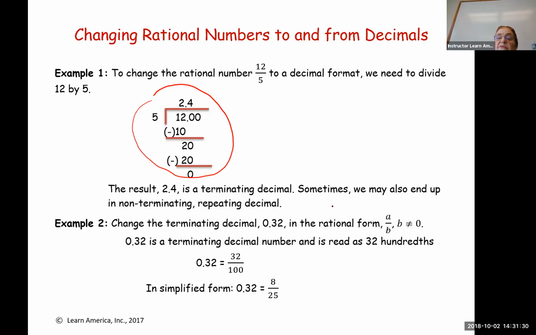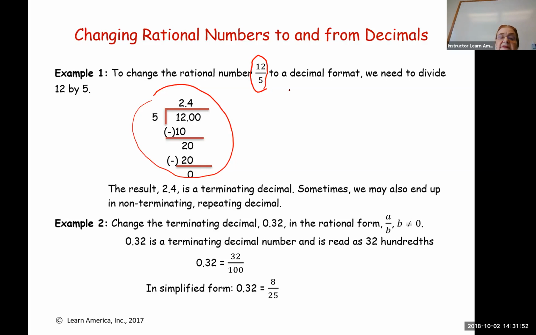Now, sometimes we get a non-terminating repeating decimal. A non-terminating repeating decimal is also going to be the result of dealing with a rational number or a ratio. We spoke about this earlier. Keep in mind that if it's a repeating pattern, even if it doesn't end, it is going to be expressible in the form of a common fraction.